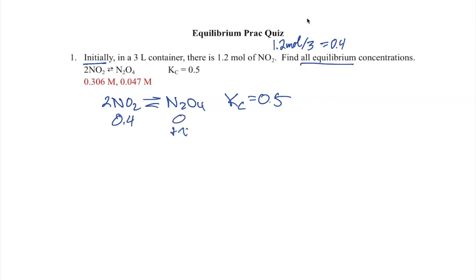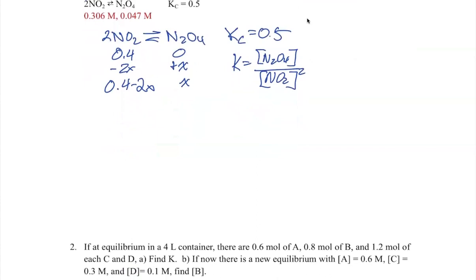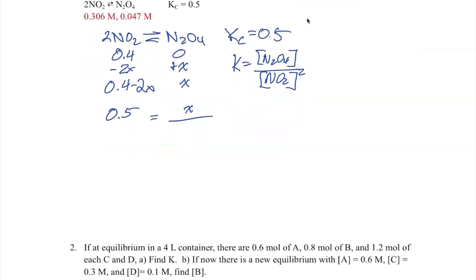I know that the right side has to increase because it's the only way to go from 0, minus 2x on this side. At equilibrium, this will be x, and this will be 0.4 minus 2x. I'm going to now write my equilibrium expression with nothing plugged in. And now I can plug everything in terms of x. I know my Kc value to be 0.5. It's going to equal x over the quantity 0.4 minus 2x squared.